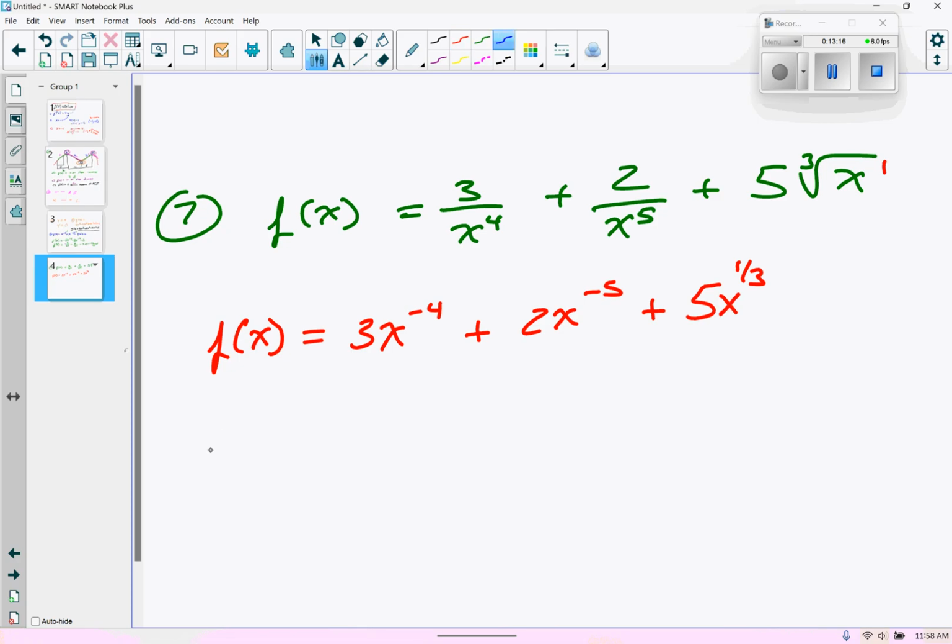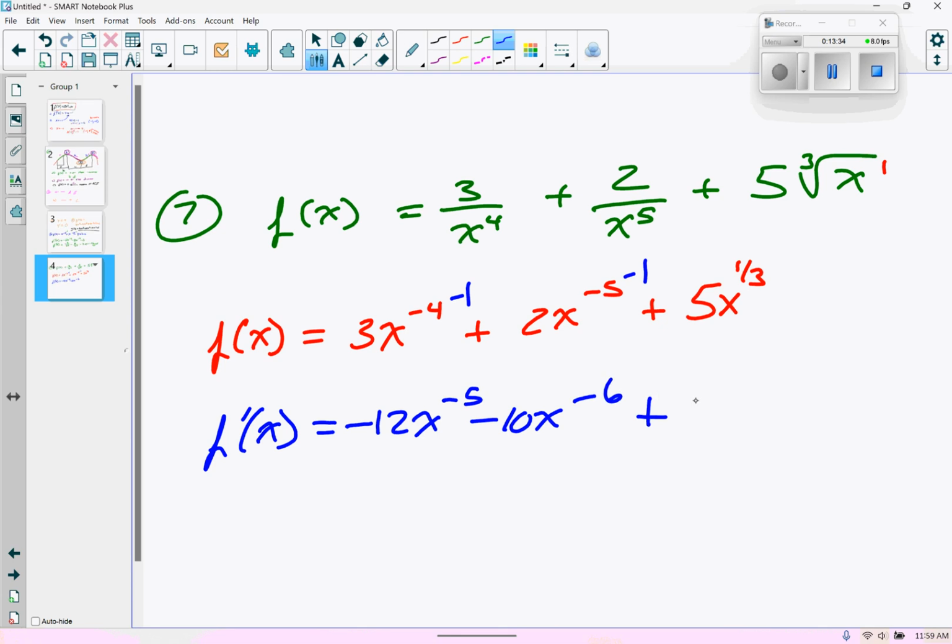All right. So if I want to take the derivative of this, I'm going to get negative 12x. Make sure you subtract 1 from that, to the negative 5, minus 10x. Subtract 1 from that, so I get negative 6. And then I'm going to get 5/3 x, and I have to subtract 1, which is the same thing as negative 3 over 3. Okay, I'll put a little one. Same as negative 1, which gives me negative 2/3.